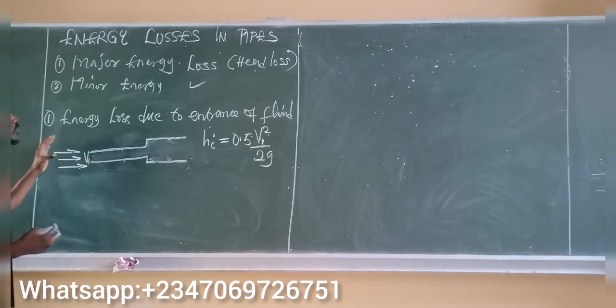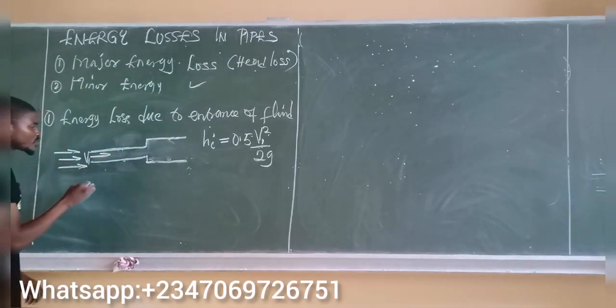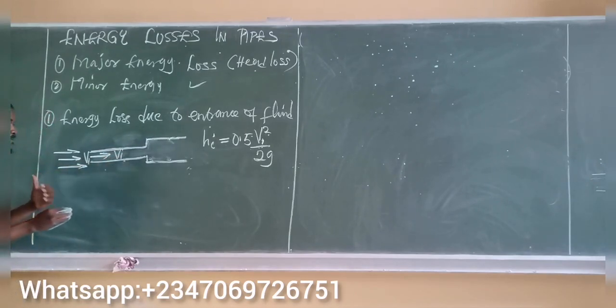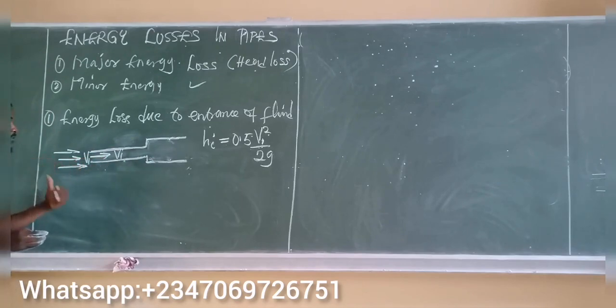So aside from the energy loss due to entrance, if this fluid enters into this pipe, of course, it also flows with this same speed, V1, because this is the very first pipe that encounters the fluid as the fluid enters. So it still flows with this same speed, V1, inside this pipe. Now, since there is now a contact between the fluid and the surface of the pipe, we should have a major energy loss caused by friction.